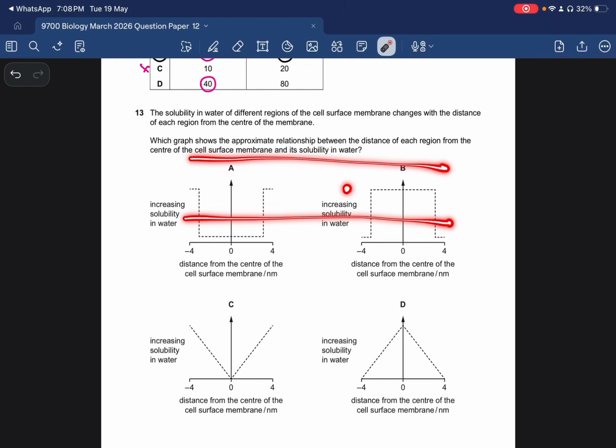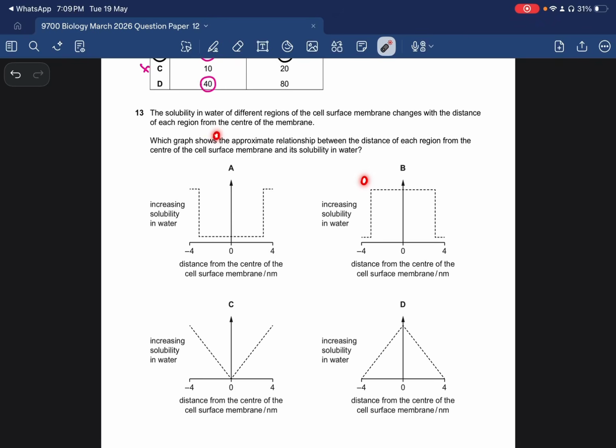So let's say you're looking at, let's say here in the middle of the cell membrane, then you're at the edge of the cell membrane, then you're at the bottom of the cell membrane. And at all of these different locations, you're measuring the degree of solubility in water. So let's say if you have 10 molecules, how many molecules dissolve in each location or in each part of the cell membrane?